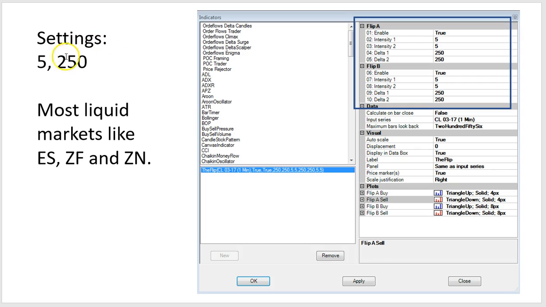Now, if you're going to change the setting to say 5 and 250, 5 would be the intensity, 250 would be here. You could change it to 5 and 500. Sometimes I look at charts with 5 and 500 to see if the markets are really starting to pick up or not, and you're starting to put in more liquidity.